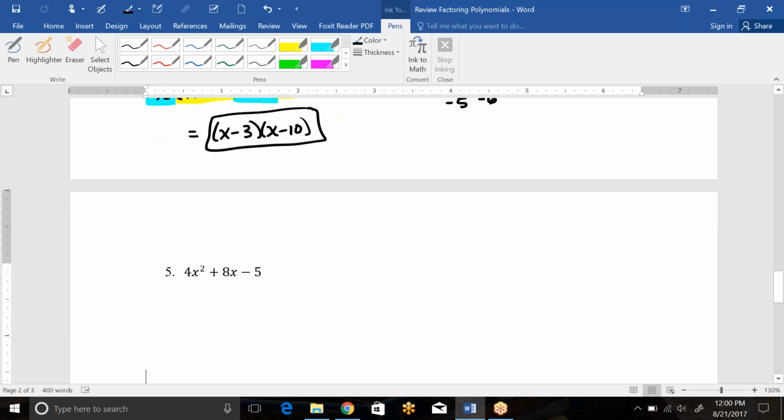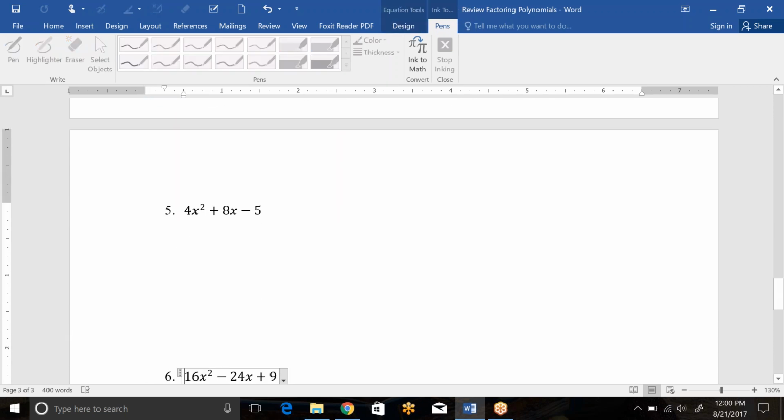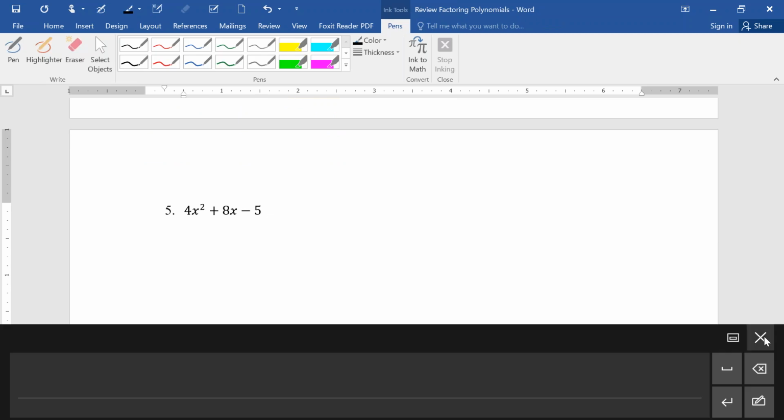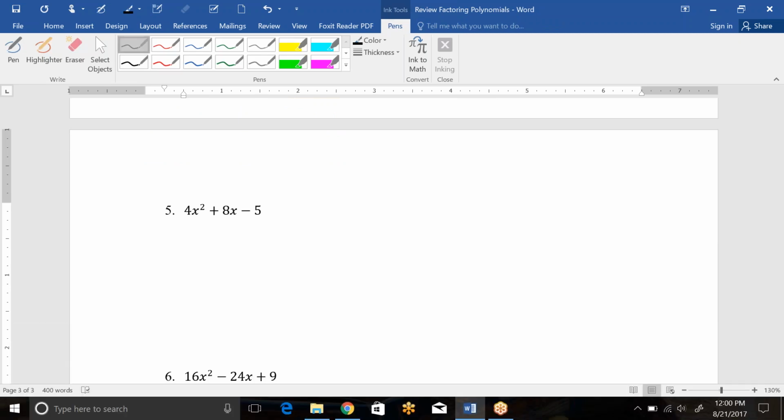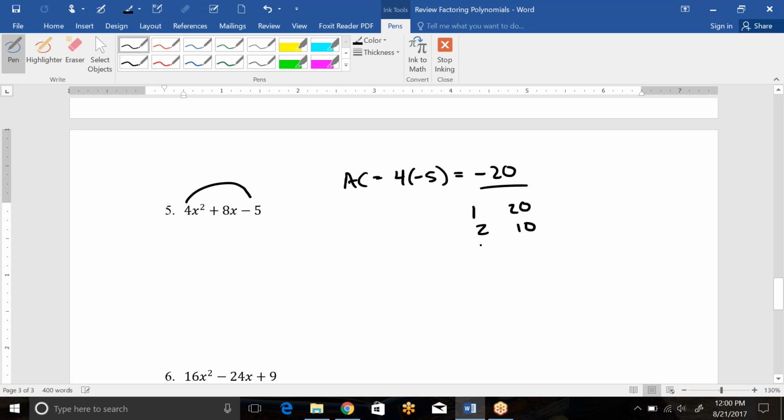Okay, let's look at our next example. This one is a little bit more difficult because we've put a number in front that's not a 1, but we can still attack it using the same method. So we do 4 times negative 5, so that's our AC. So that's going to be negative 20. And then we list factors, 1 and 20, 2 and 10, 3 doesn't go, 4 and 5.